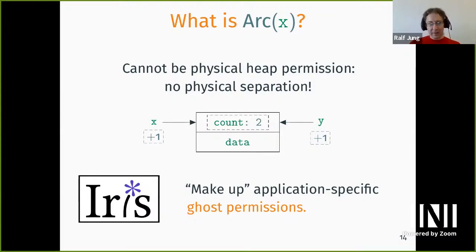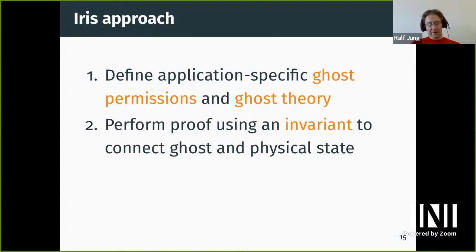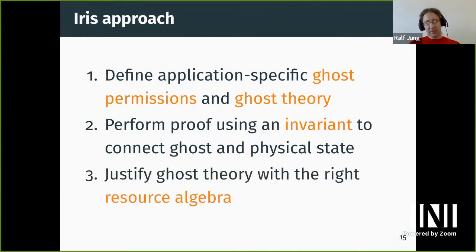And on the other hand, one permission for each of these pointers that exists somewhere out there in the program. So the general structure for one of these proofs in Iris is that we start by defining an application-specific notion of ghost permissions and the associated ghost theory that we will need for our proof. Then we find the right invariant that relates all of our ghost theory to the actual physical state. And then we perform the proof using that invariant.